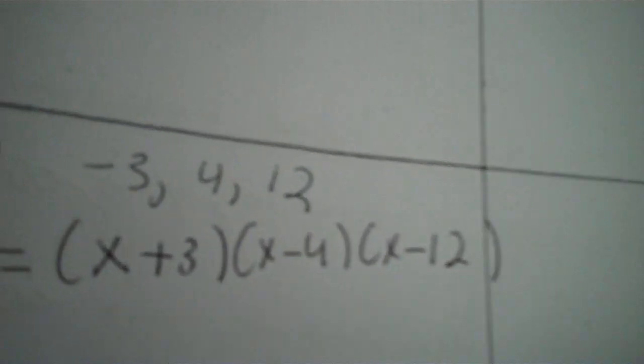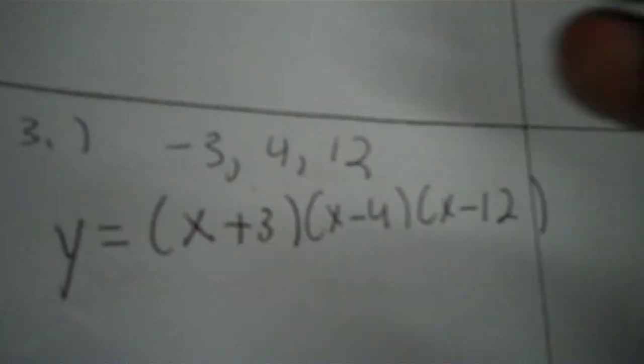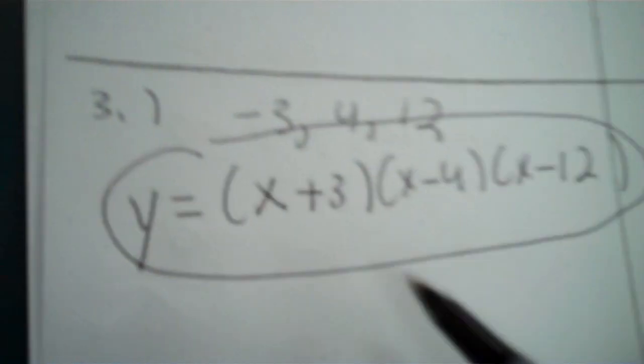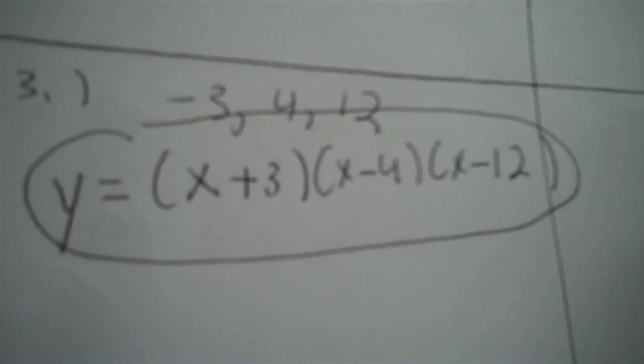It's like you're doing the opposite of solving. They give you the solutions, you write the equation. Because if I had to solve it, I'd put x plus 3 equal to 0. It ends up at negative 3.